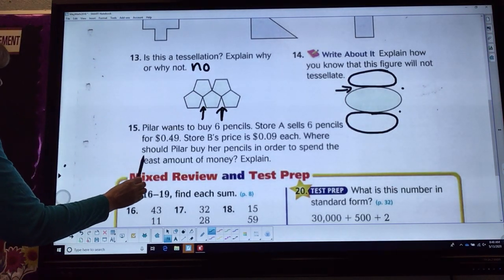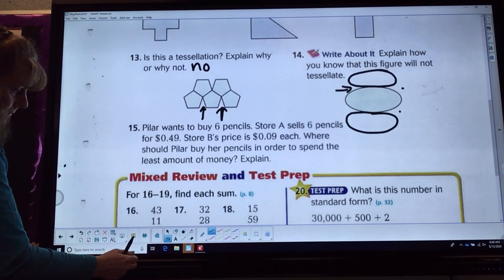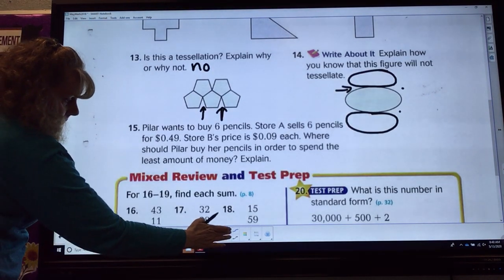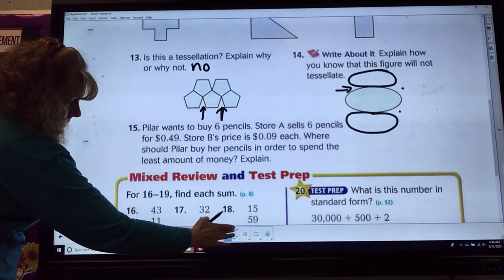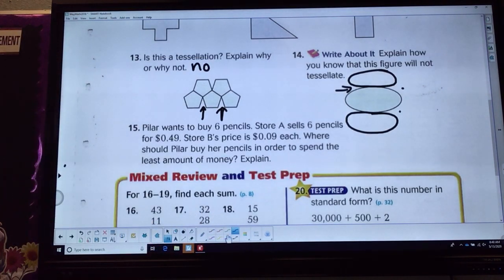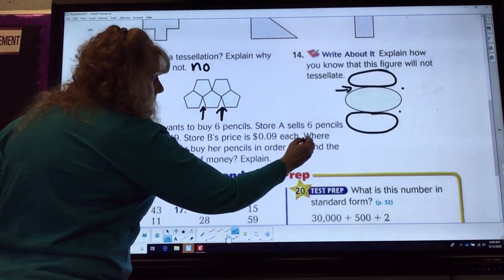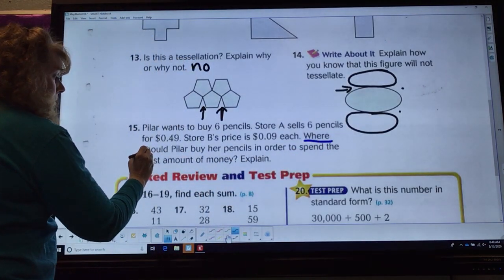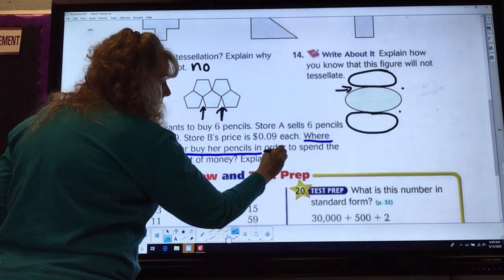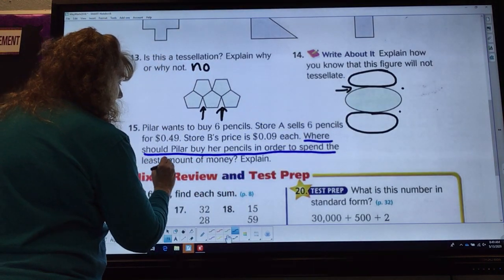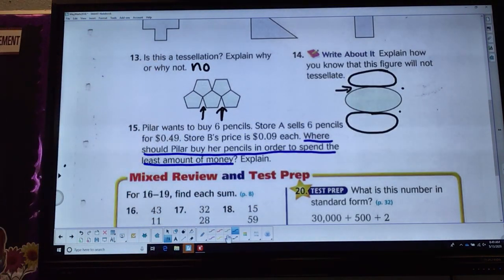Okay, so the first thing I'm going to take a look at, and I'm going to change colors here, is what am I supposed to find? Here's my question right here. Where should Pilar buy her pencils in order to spend the least amount of money? Okay, we always have to know what we need first on that. Okay, the second step is we've got to go back in there and figure out where I find this information.